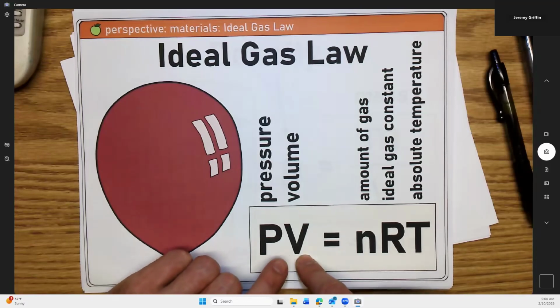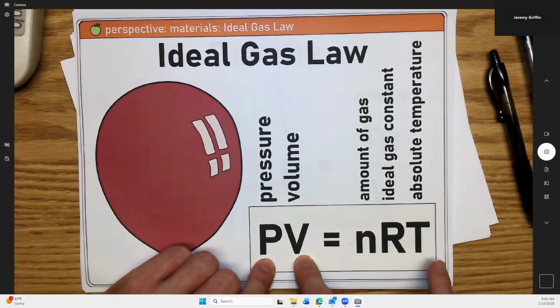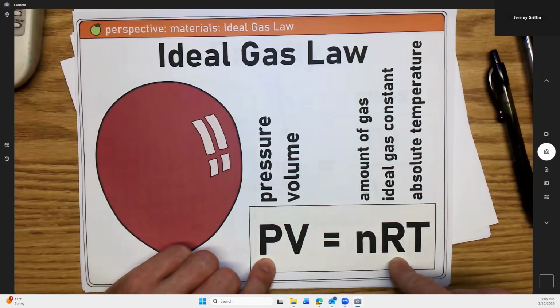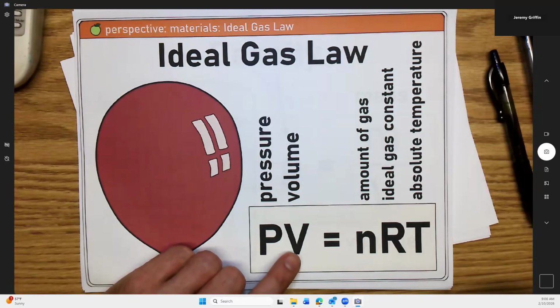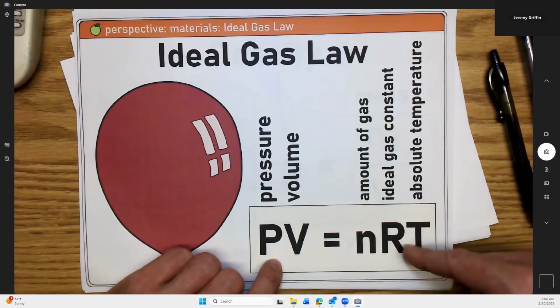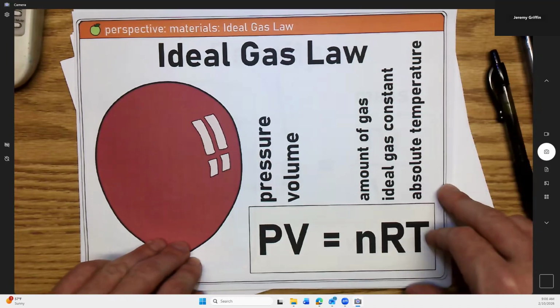So if volume is in cubic meters and pressure is in pascals and temperature in Kelvin, then there's some particular value of R that goes for those numbers. If you switch your units and put volume in liters and so on, then there's a different value of R. It's just a number to tie everything together.